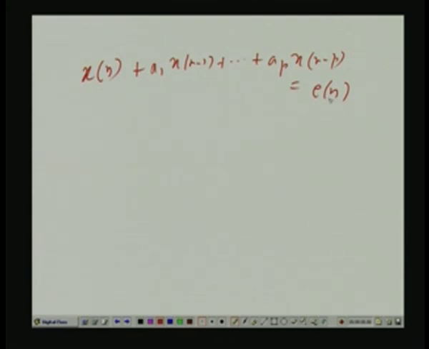And En is what? En is orthogonal to, uncorrelated with, all the past of Xn, and therefore uncorrelated with Xn minus 1, Xn minus 2, up to Xn minus P. Now, given the data record of Xn, if I can find A1 to AP, that is called the AR modeling problem.